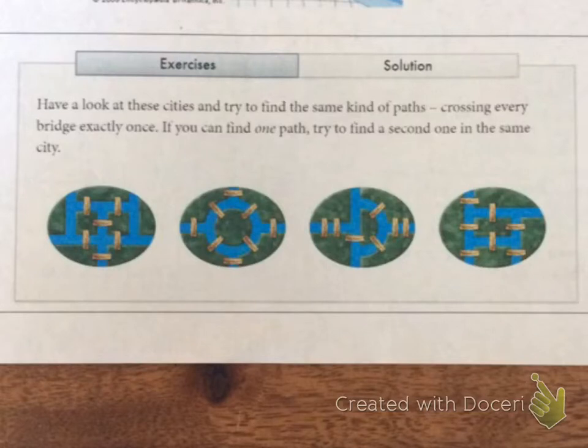Then I'm going to teach you the rule that Euler actually came up with to determine whether or not you can find a path. Because sometimes we're looking for a path, and we don't even know if there is one. Well, I can tell you how to find out whether or not there is one, so you don't have to keep trying over and over and over again.